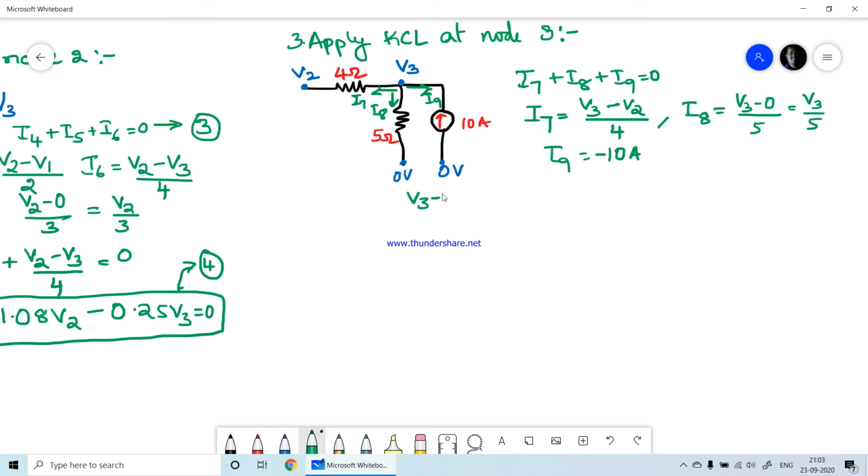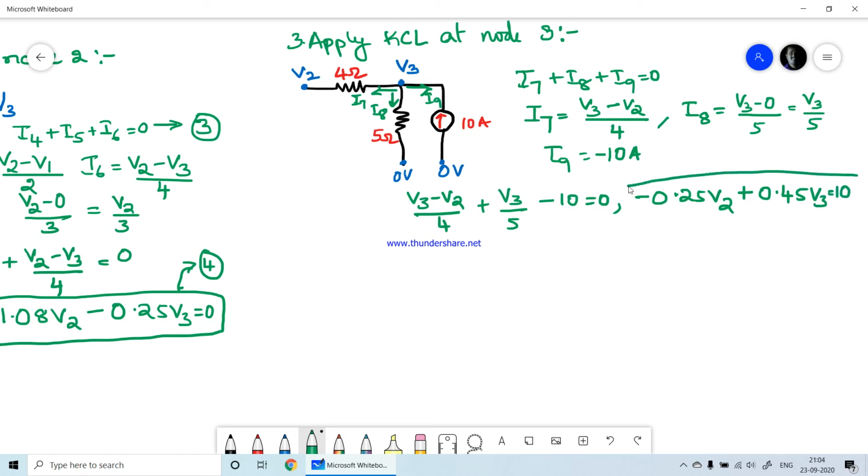I get (V3 minus V2) divided by 4 plus V3 divided by 5 minus 10 equals 0. So what will I get? Minus 0.25 V2. So 1 plus 1 by 4 is 0.25, plus 0.2. So I get 0.45 V3 equals 10. This is the third equation which we get. I'll just mark this as fourth, fifth, and this is the sixth equation. Okay, so equation number is very important.